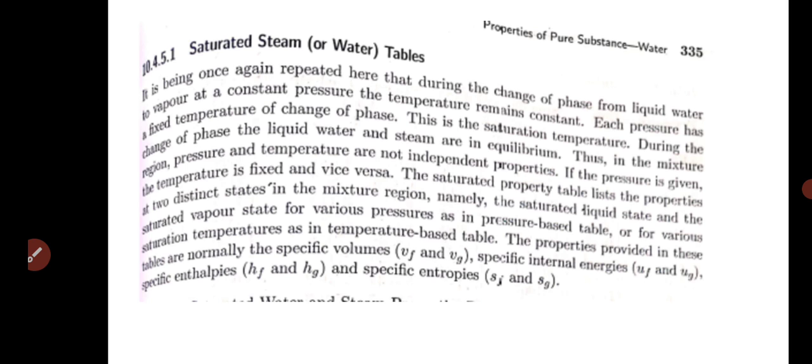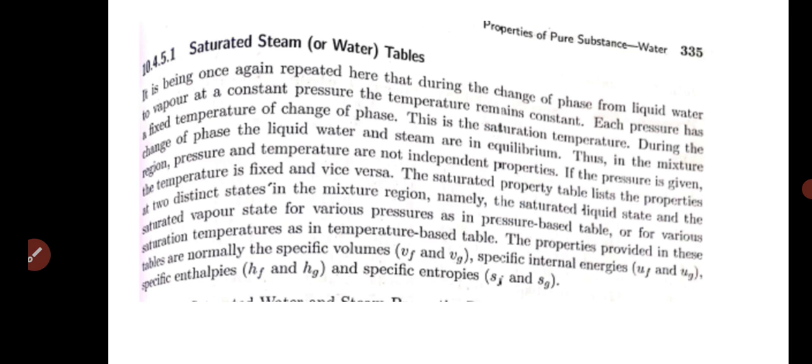During the change of phase, the liquid water and steam are in equilibrium. So in the evaporation process, both steam and water are in equilibrium. Thus in the mixture region, pressure and temperature are not independent properties. So in the mixture region, wet region, the temperature and pressure are not independent properties. They are dependent on each other, because as we have seen, at 1 bar pressure, the boiling point is 100 degrees centigrade. So the water temperature will remain at 100 degrees centigrade.